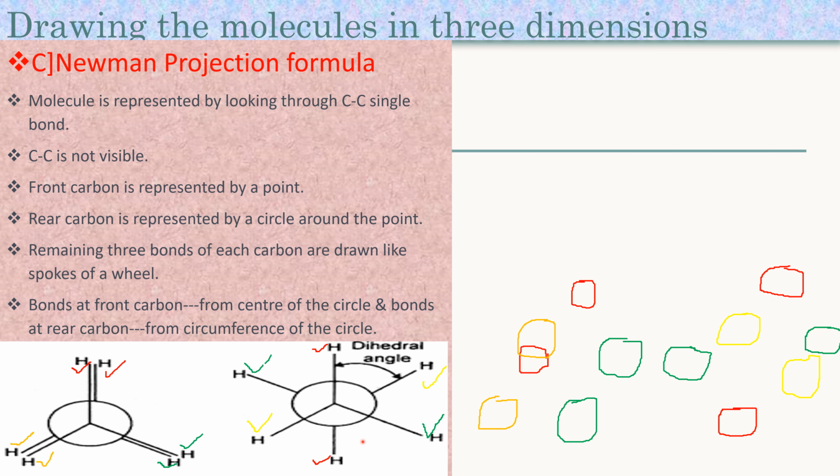Staggered means away from each other, and eclipsed means one behind another or close to each other. So this is the Newman projection formula for representation of molecules in 3 dimensions.